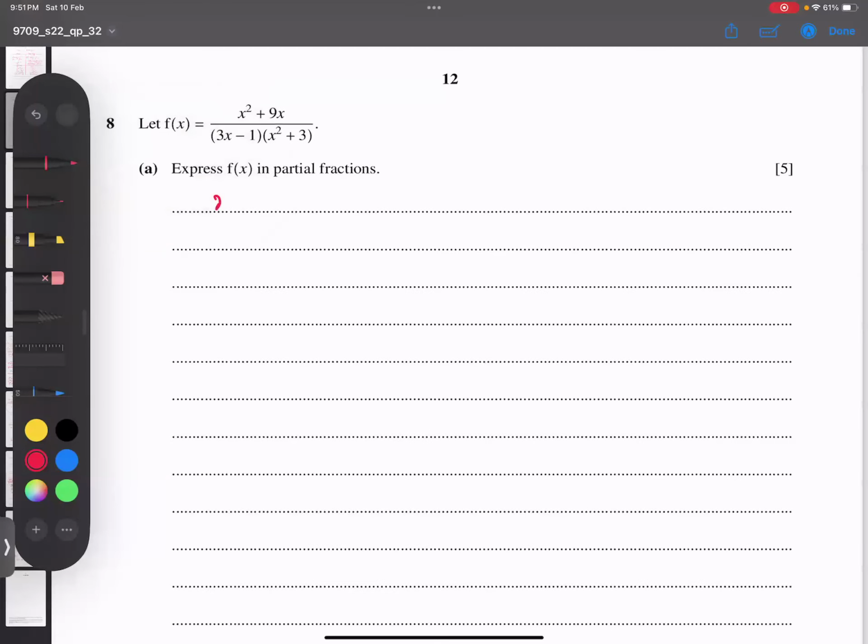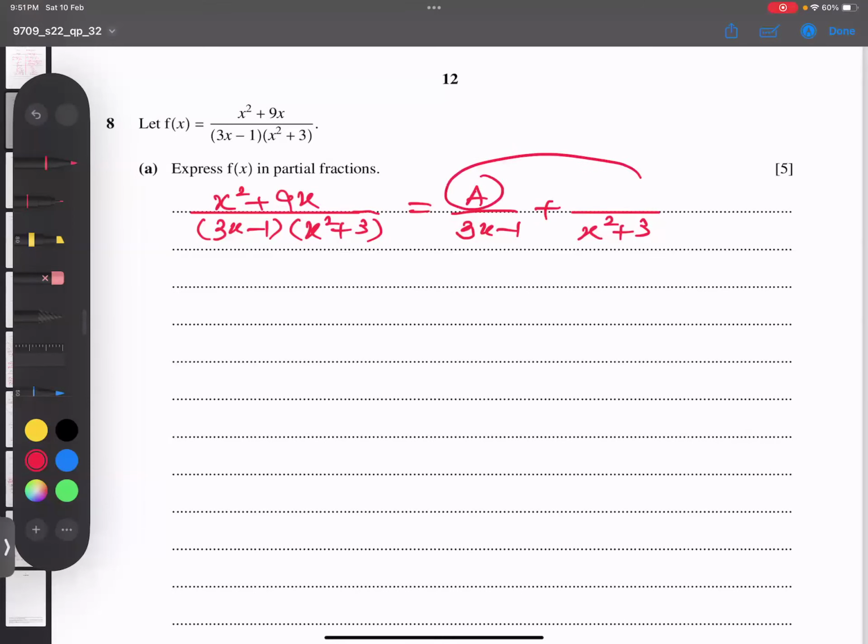So have a look: (x² + 9x) over (3x − 1)(x² + 3) equals, because of the linear factor, I write A over (3x − 1). Because the power 2 is called quadratic, whenever a quadratic comes, students, we never write a single variable like that, we write Bx + C. Now after this, on the left-hand side, whatever we have, multiply the whole equation.